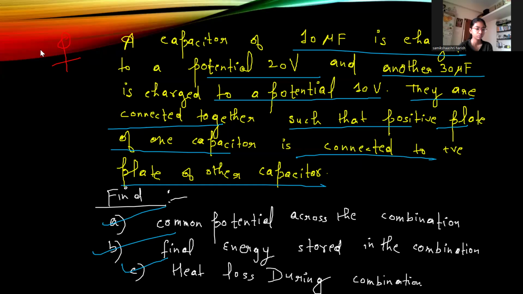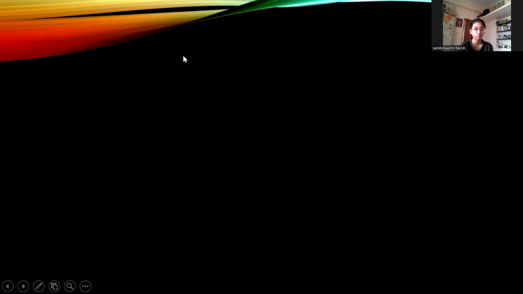So let's start. A capacitor of 10 microfarad is charged to a potential of 20 volt, and another capacitor of 30 microfarad is charged to a potential of 10 volt. Just draw whatever information is given. One capacitor is of how much microfarad?